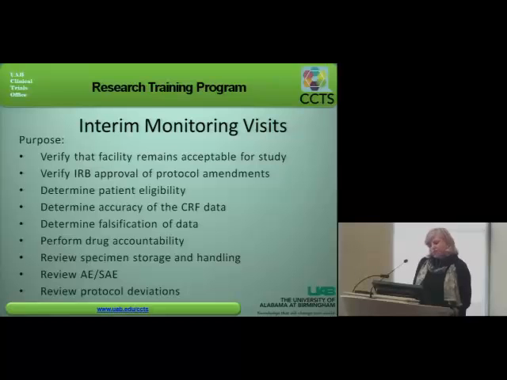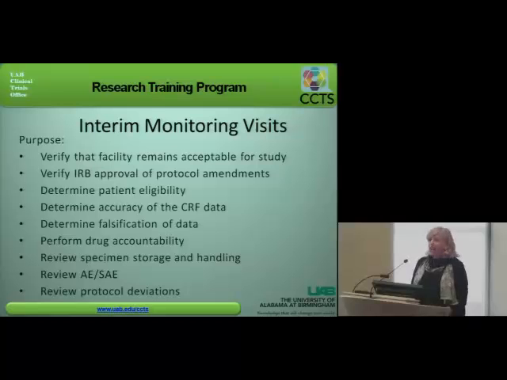So the interim monitoring visits. This is to verify that everything remains acceptable for the study, to verify that you have IRB approval on all protocol amendments, that you're using the most recently approved consent form, that you've determined that you're actually enrolling the right patient population, and that you're adhering to the patient eligibility. And this is another thing that monitors and FDA auditors really look for. When you have inclusion and exclusion criteria, you want to make sure that the patient really meets that criteria.